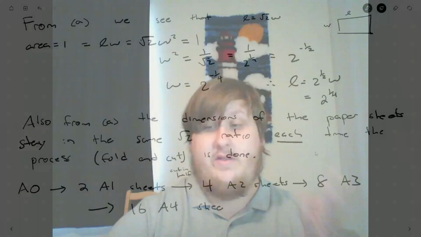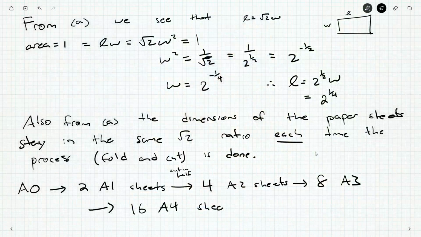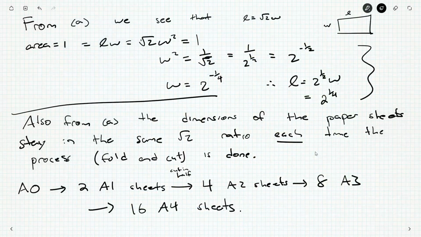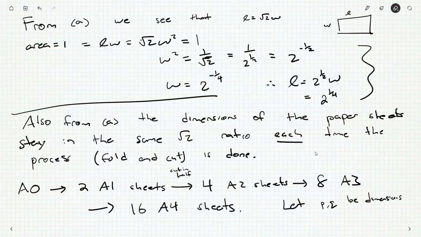Okay, anyway, back to the question. So we have these 16 A4 sheets, but they all came from this original A0. So we have the same ratio, and actually I realized I didn't need to work any of this out. I just sort of need to start my question here. The dimensions are the same. We're going to get 16 of these A4 sheets of paper. So, let P and Q be the dimensions. Actually, no, they tell us the dimensions. It's 2 to the A, 2 to the B. So, flip to the next page.